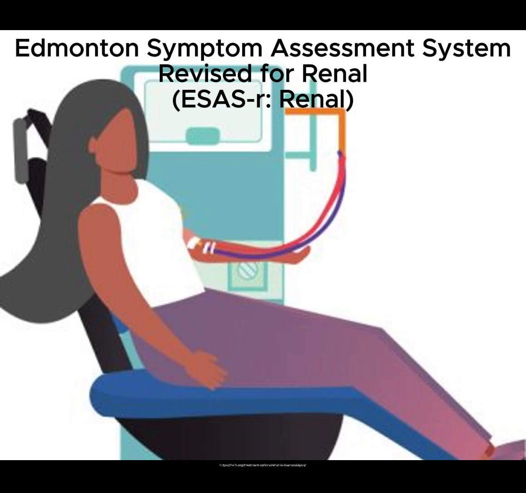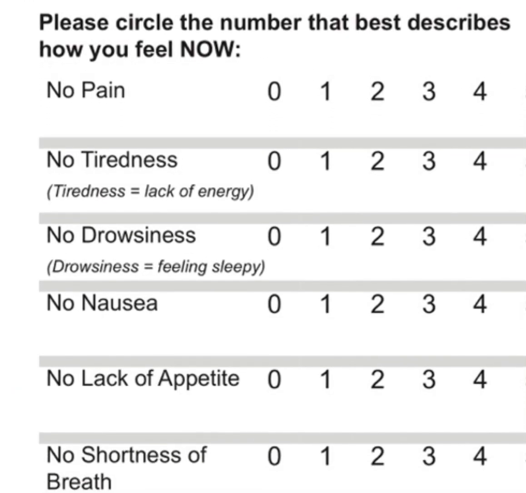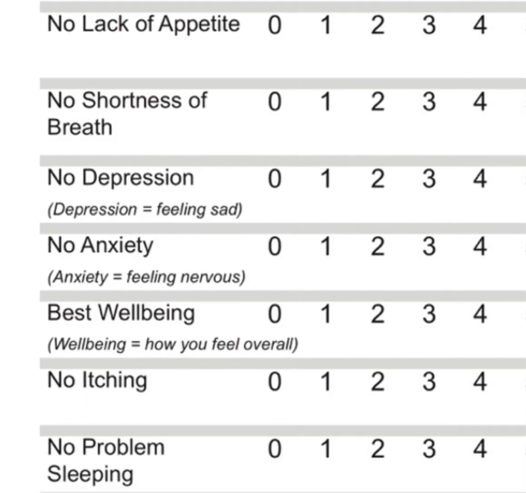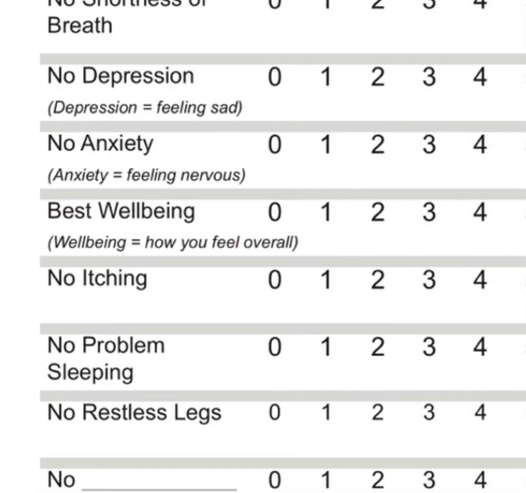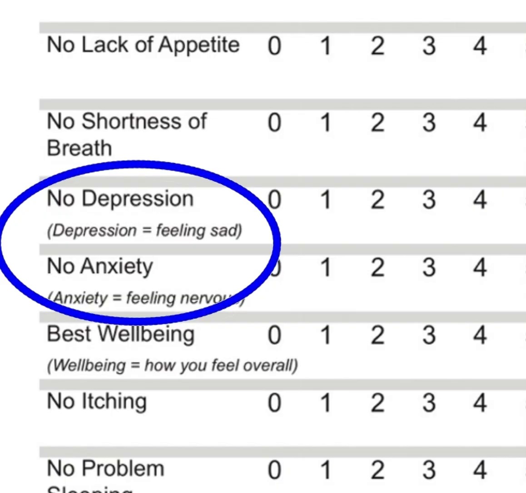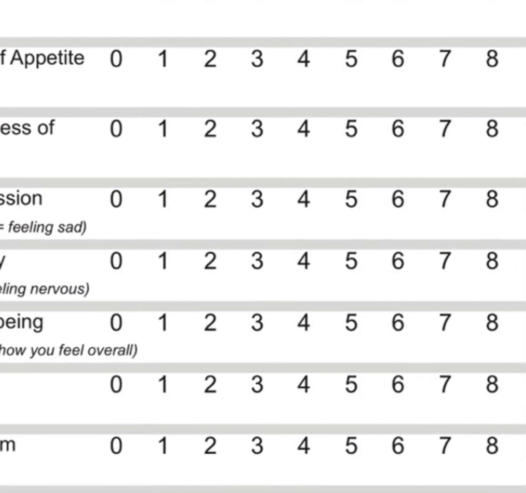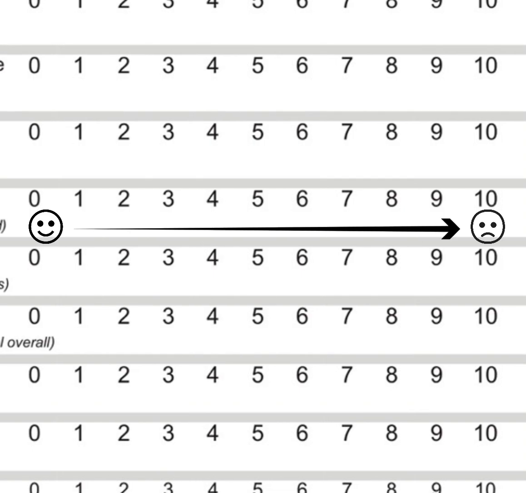The ESAS Renal is a symptom assessment tool tailored for people who are experiencing chronic kidney disease or who are being treated with dialysis. The ESAS Renal asks people to self-report the severity of a wide range of symptoms they may be experiencing, including symptoms of anxiety and depression. Each symptom is scored on a 0 to 10 point scale, with 0 meaning no symptom and 10 meaning the worst possible experience with the symptom.